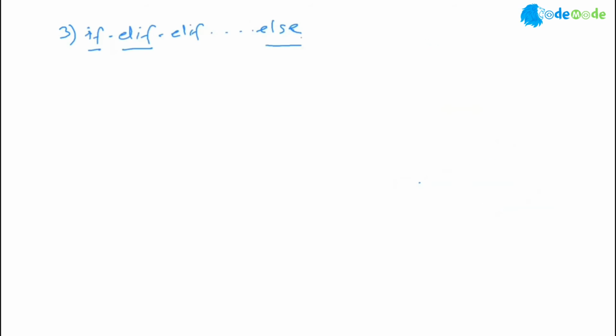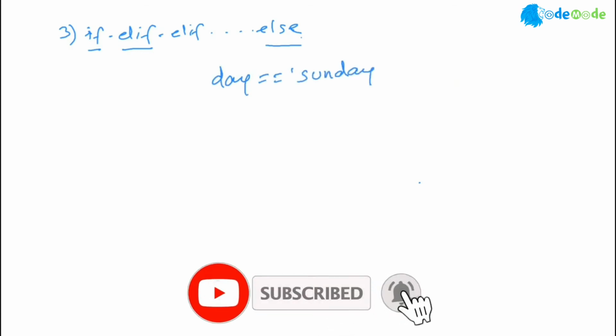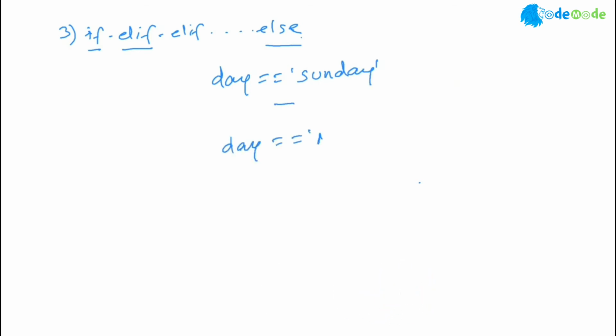But right now we're talking about situations where we have multiple elif. And when do you use this? You use it when a variable has multiple values. Our famous example is the day of the week. When you say day equal to Sunday, then you do something. Day equal to Monday, then you do something else, and so on. And finally, you do else.